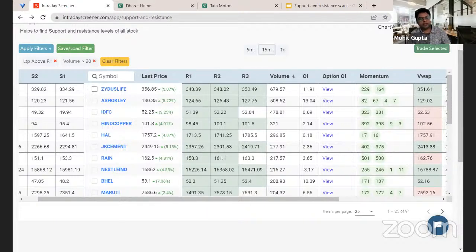Again, remember, we will not take a trade when it is at R3 or R4, though it becomes even stronger if the stock crosses R3. But we will not take the trade. Why? Because the risk reward is not favorable there, right? So this is the first step. You have to find stocks.